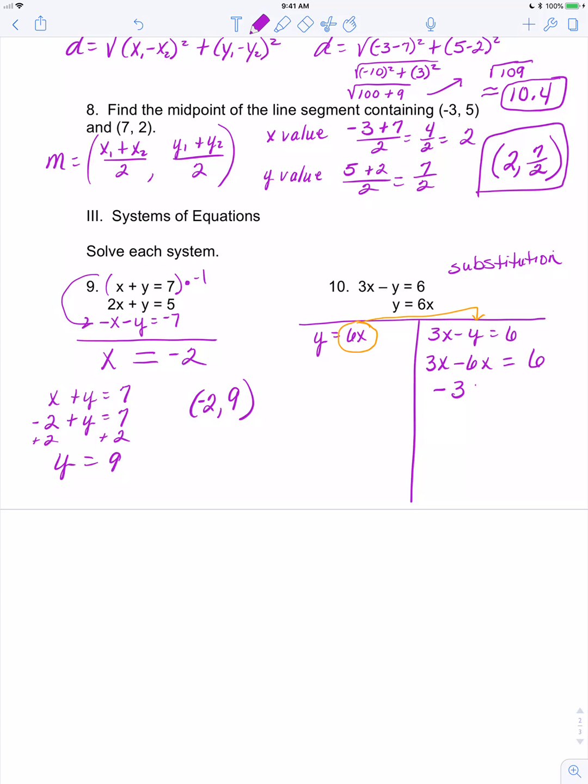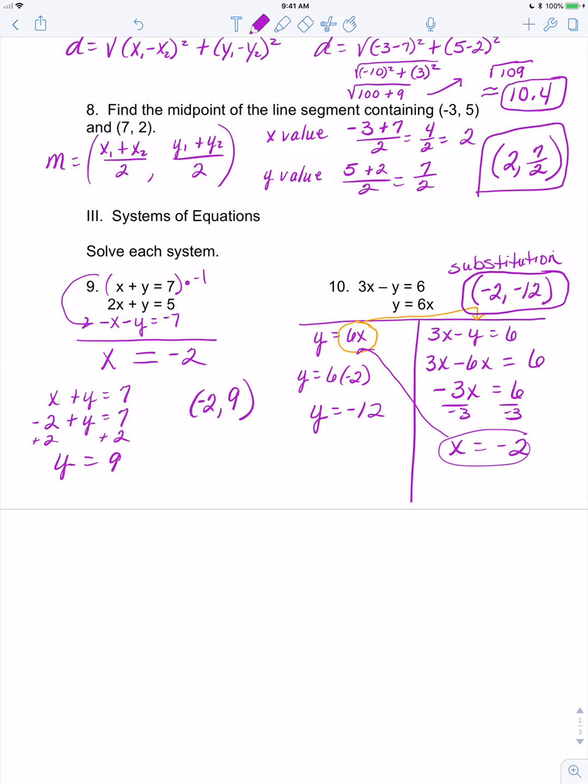So we've got -3x is equal to 6. Divide both sides by -3, so x is -2. Well, now that we know that x is -2, we can go plug it in the other one. So y is 6 times x, which is -2, so y is -12. So the point where these two lines intersect, or where they are equal to each other, is -2, -12. And remember, x value always goes first, y value always goes second. All right.